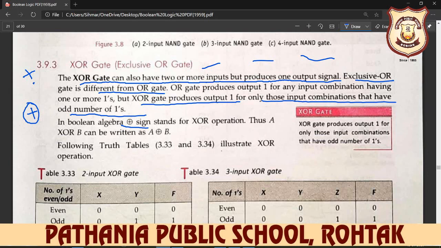For XOR operation, you always use this symbol. Thus, A XOR B can be written like this. For example, in OR gate, you write A plus B. And in NOR gate, you write A plus B whole complement. Now in XOR gate, you write A, then you make this symbol, and then write B here.